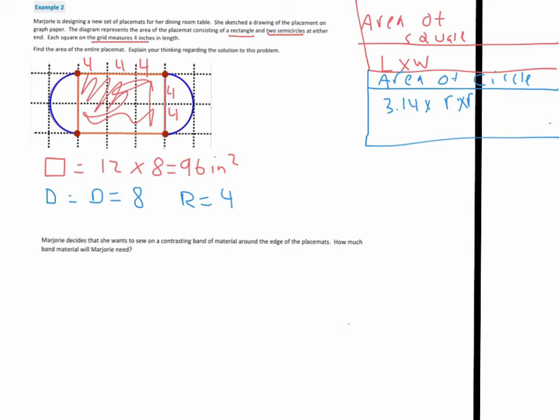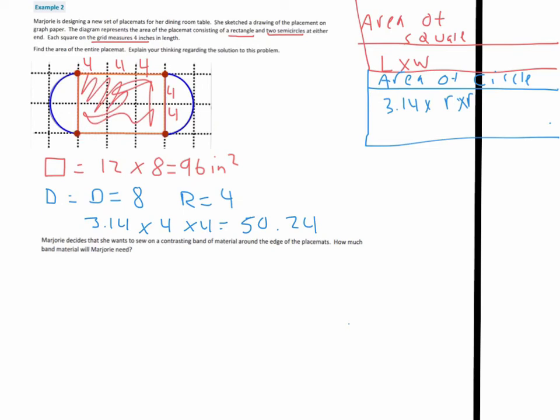So we have enough to plug and chug into our equation. So we want to take 3.14 times, it says radius, so times 4 times 4. And when you go ahead and do that, you get 50.24. So now again, this is for the whole circle, so that would be if this was a full circle.